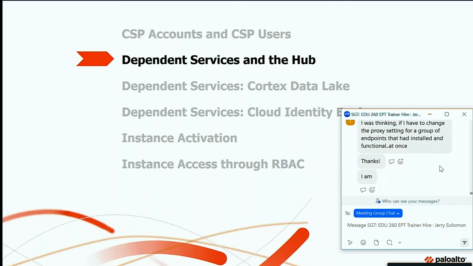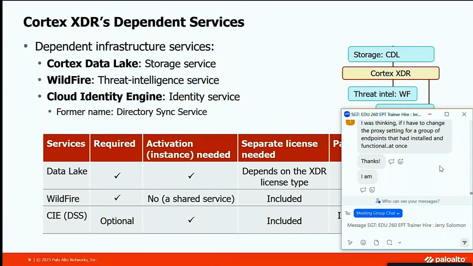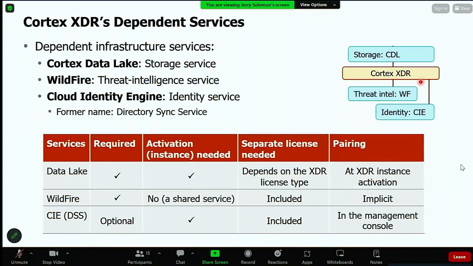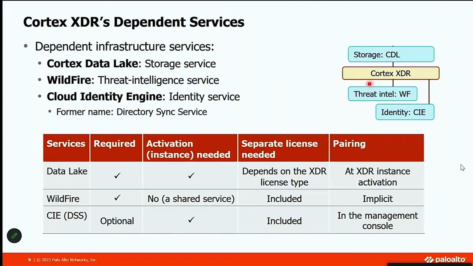But first, let's understand a bit more about our dependent services, the infrastructure services. So first, a logical diagram. This is all in the cloud. I have a Cortex XDR instance. This is where I get access to my management console. It has my causality analysis engine, my analytics engine. It provides us the ability to do all of our analysis and response. But the XDR instance does not provide the storage. The storage is provided by the Cortex Data Lake that is paired with your XDR instance. So we have a Cortex Data Lake instance and an XDR instance, and they are paired during instance activation.